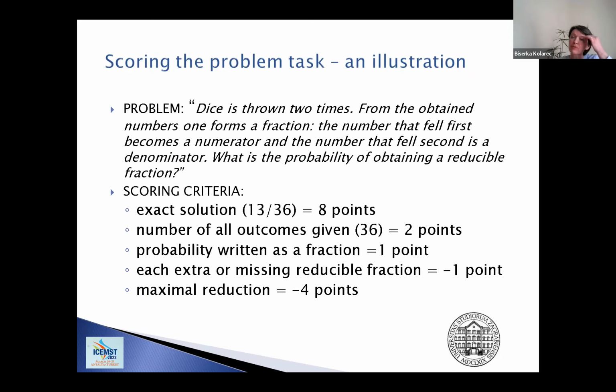Just to illustrate one problem task that was in this exam: it was asked, what is the probability of obtaining a reducible fraction if one throws a dice 2 times, and the first number is declared the numerator of the fraction and the second the denominator? What is the probability that this fraction is reducible? The exact solution is that there are 13 such pairs, and so the probability is 13 out of 36, which gives a maximum of 8 points.